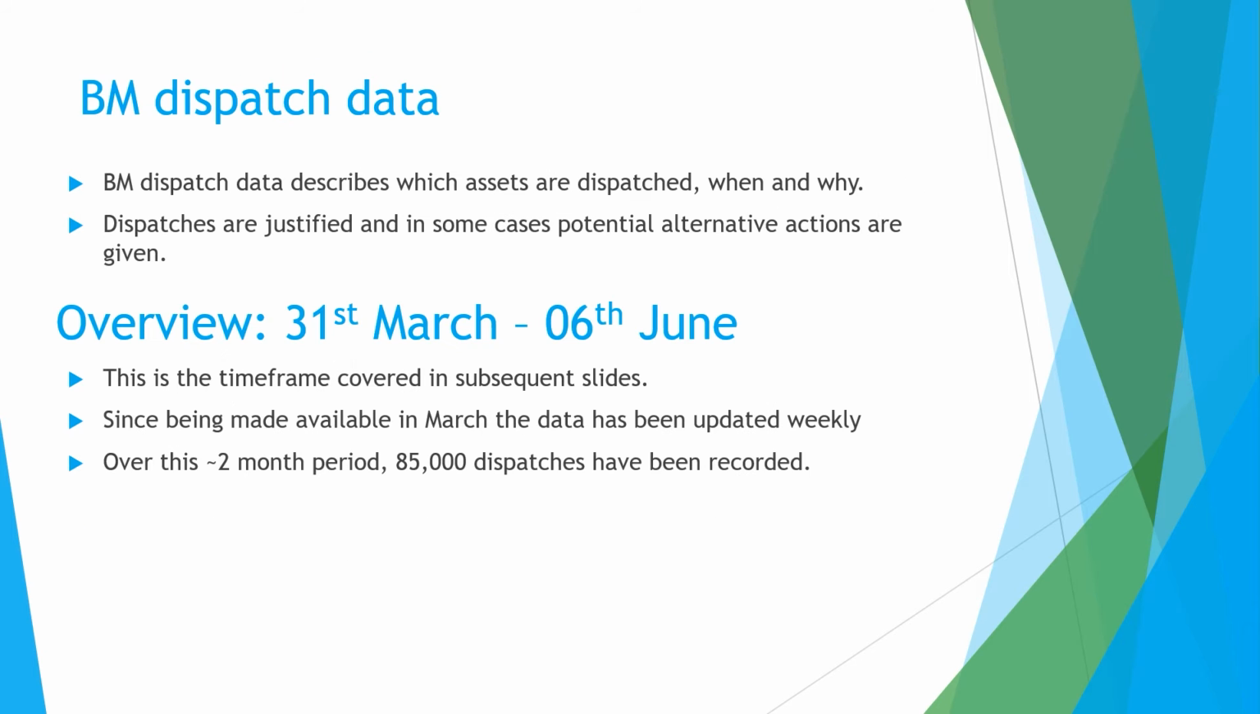And this data describes which assets are dispatched on the balancing mechanism, when and why, and it's justifying these decisions. And in some cases, it's giving some potential alternative actions which could have been taken. And so I've had a look at this data. I've taken a period from the 31st of March to the 6th of June, roughly 2 months, and I've had a look to see what I can find out.